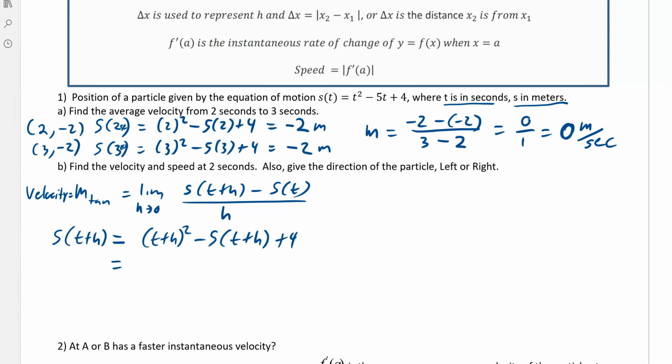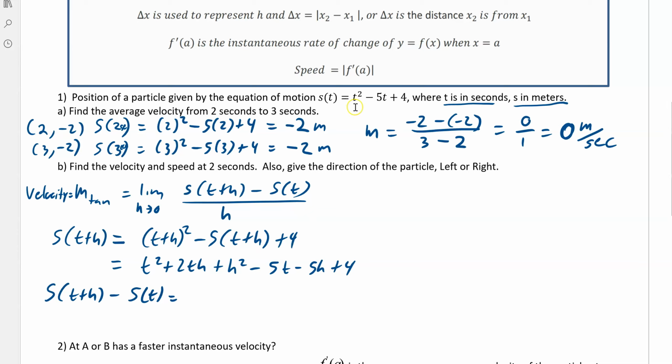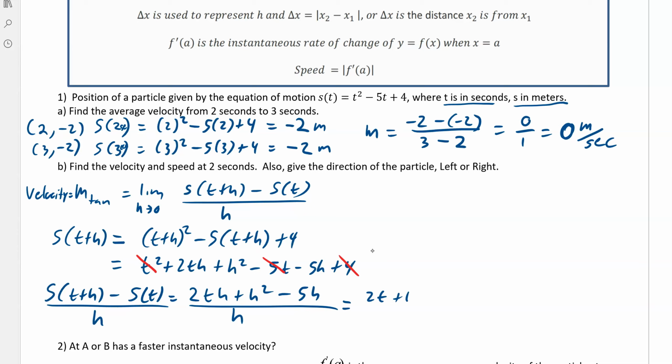Okay, so this becomes t squared plus 2th plus h squared minus 5t minus 5h plus 4. And then again, we're going to take s of t plus h, subtract s of t. That just means to take each of those s of t values, so the t squared, the 5t, and the 4, and remove them from our t plus h. So we're going to subtract them away. You notice they're exactly the same sign, so everything's canceling perfectly, and what we have left is what we were looking for. Then we divide the whole thing by h, and now we have the slope of our secant. So that would be 2t plus h minus 5.